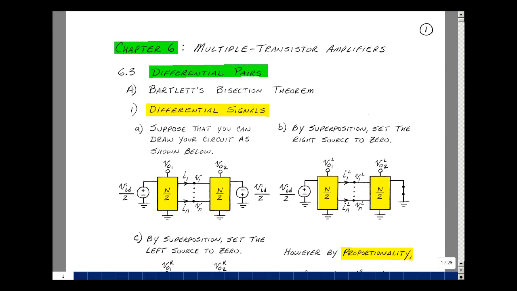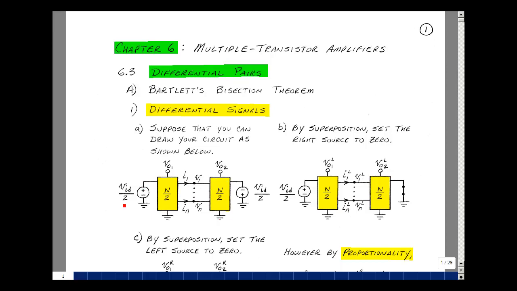Suppose I have a circuit that I can draw into two boxes where the circuit in these two boxes are identical. In other words, if you were to put a mirror here, the mirror would be showing you what this looks like from this angle, and that would be exactly the same as what's over here.